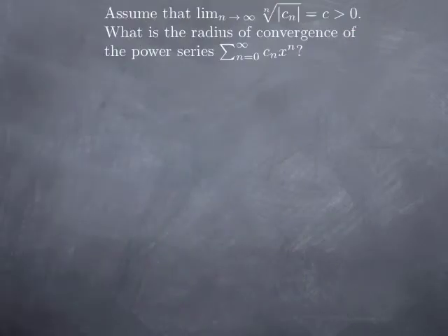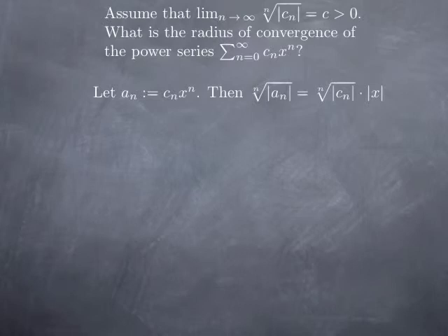Another type of question. Assume that the limit as n goes to infinity of the nth root of the absolute value of Cn is equal to some positive constant. So the nth root of absolute value of Cn converges and converges to something greater than 0. And we want to know what is the radius of convergence of the power series centered at 0 with coefficients Cn.